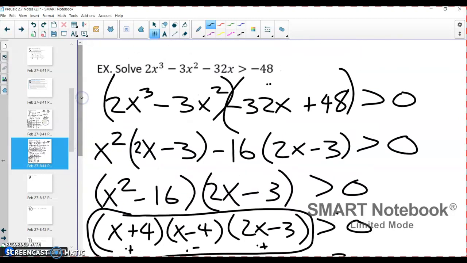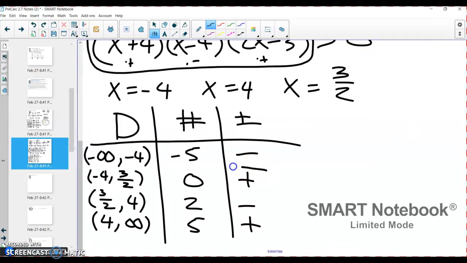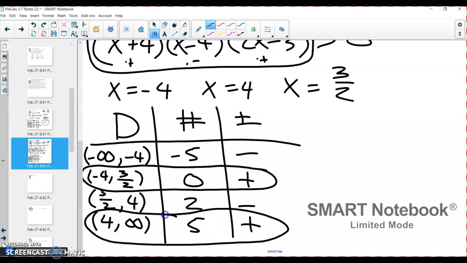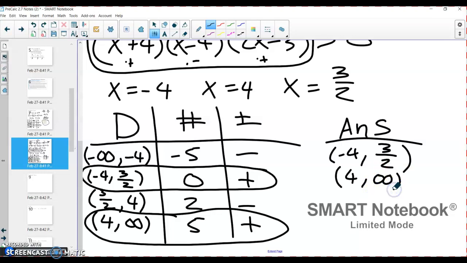Now I want all the intervals that make this greater than 0, or all the intervals that are positive, and so I choose this one here, and I choose this one here. And so my answer, I have 2 intervals: negative 4 to 3 over 2, and positive 4 to infinity. Okay, and those are my 2 answers here.